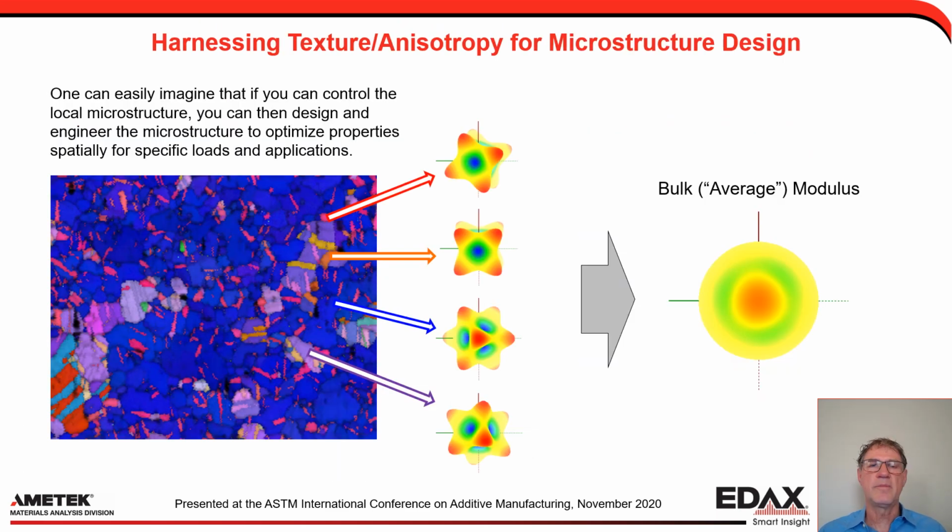Just as an example, if we think about something like the elastic modulus, you can see there for 4 different grains, the elastic modulus is reflective of the orientation of the crystal, and it's quite a bit different. If we average it all out, then we get a bulk modulus, in this case, that's pretty close to random, although it is elongated in the normal direction that you see there. And so can we use this to create a microstructure that we want?